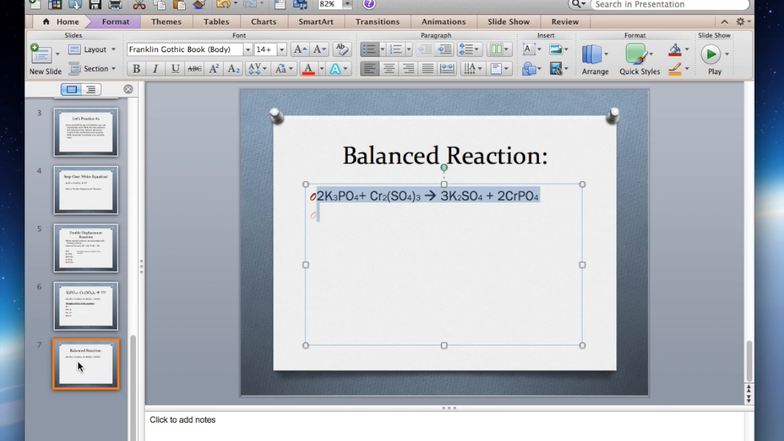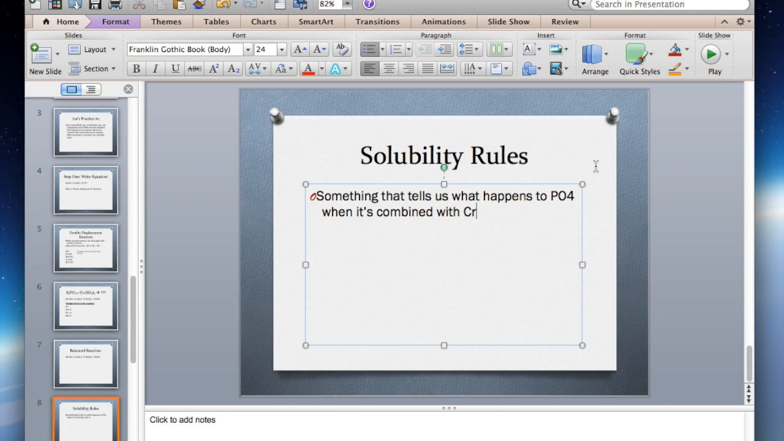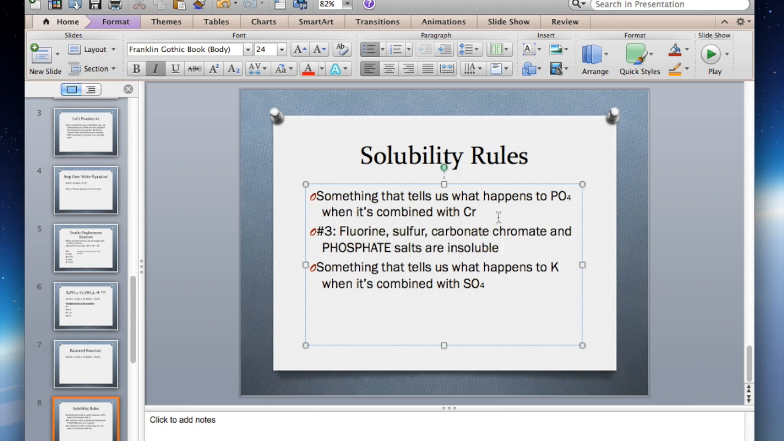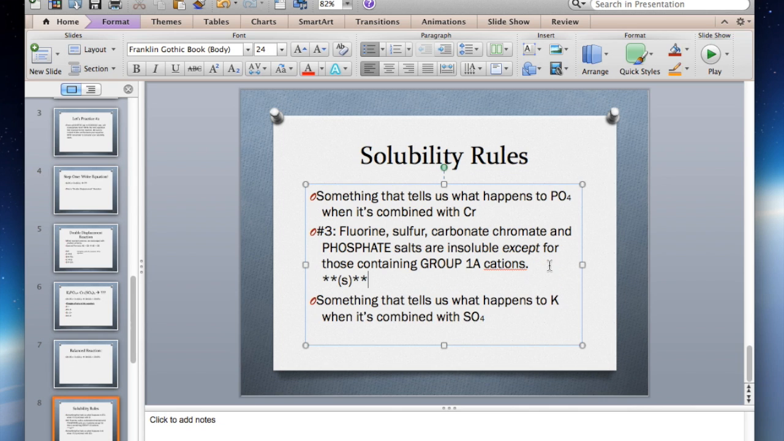So let's work with that for the part about solubility. Let's look at the rules. We need to know what happens to the phosphate when it's combined with chromium, and what happens to potassium when it's combined with sulfate. Rule number 3 from video C should help us. It says fluoride, sulfide, carbonate, chromate, and phosphate salts are insoluble except for those containing group 1A cations. Our phosphate is combined with chromium, which is not from group 1A, so that's going to be our precipitate, and let's write a little parentheses S.